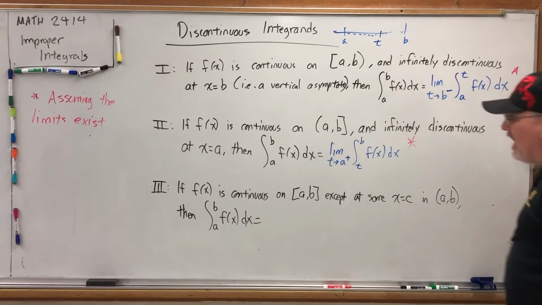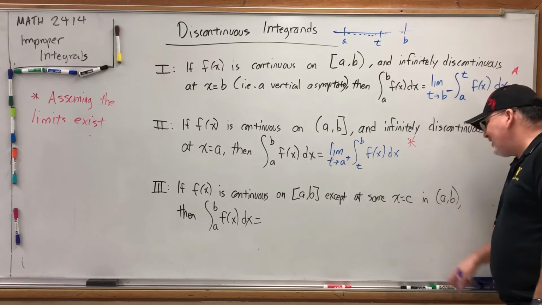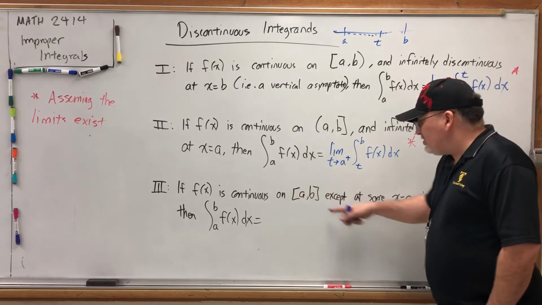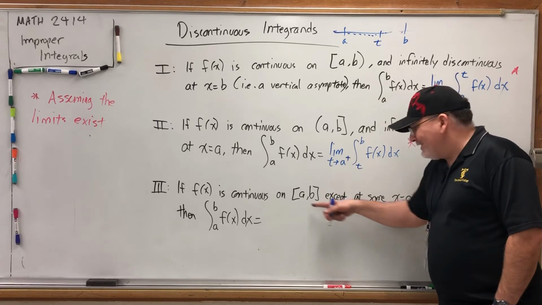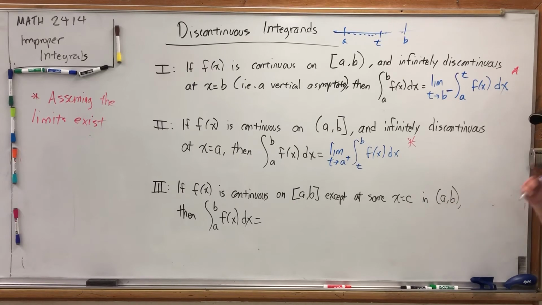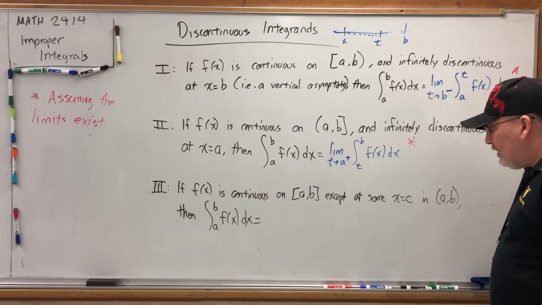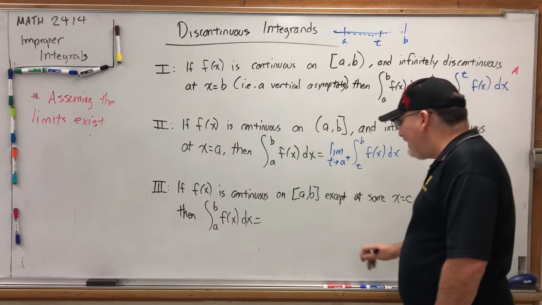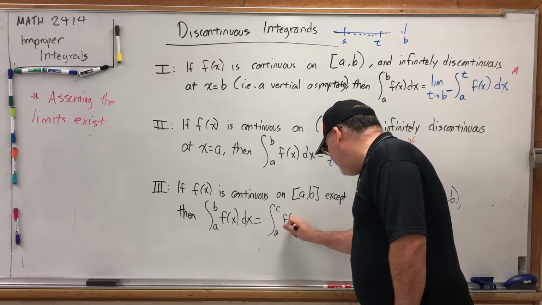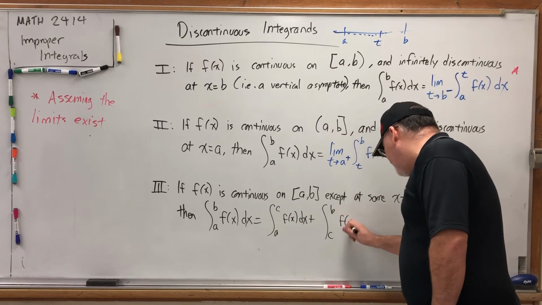But I digress. If f of x is continuous on some closed interval from a to b, except at some point x equals c inside of this open interval, translation, you're good everywhere except some point in the middle. Not the a, not the b, we've already covered those. But at some point between a and b without being a and b. Then to evaluate the integral from a to b, you have to split it at that discontinuity. So you do the integral from a to c of f of x dx plus the integral from c to b of f of x dx.